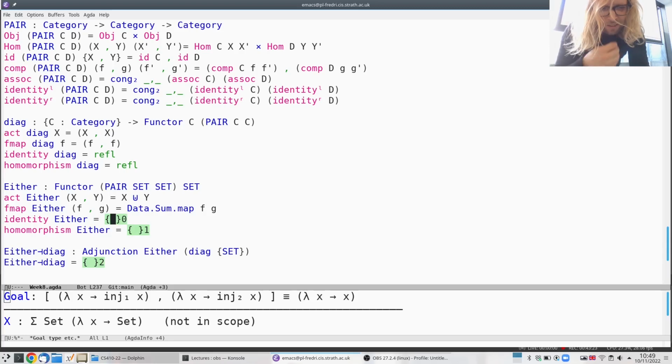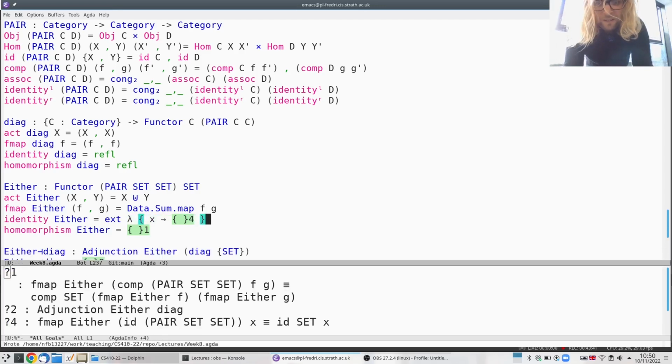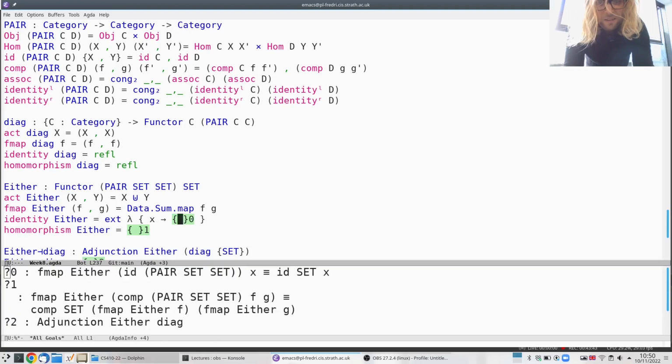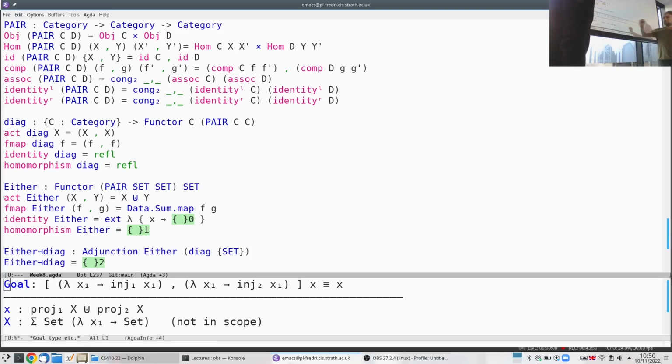Okay, and then I should show that it's the identity. So I see that I want something to be equal to a lambda, so I'm going to use extensionality. So now I get given an x. Yes, so we can see the thing on the left is doing some sort of case analysis. So we're going to have to make it unstuck.